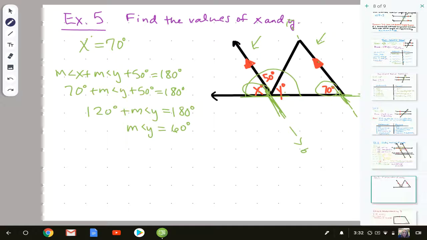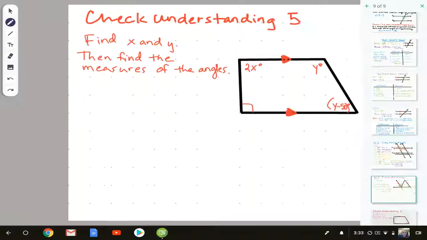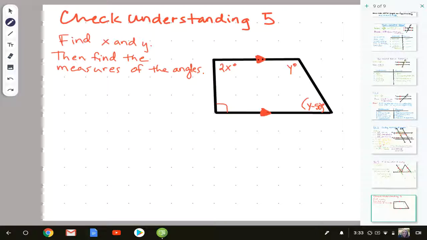Now I want you to look at Check Understanding number 5 in your book or on this screen, and I want you to pause and try to see if you can figure out what x and y are in this diagram, and also find the measures of the angles. Okay, so hopefully you worked that out and you're back.